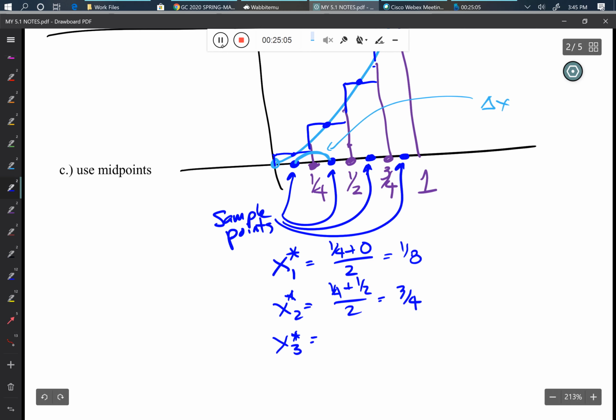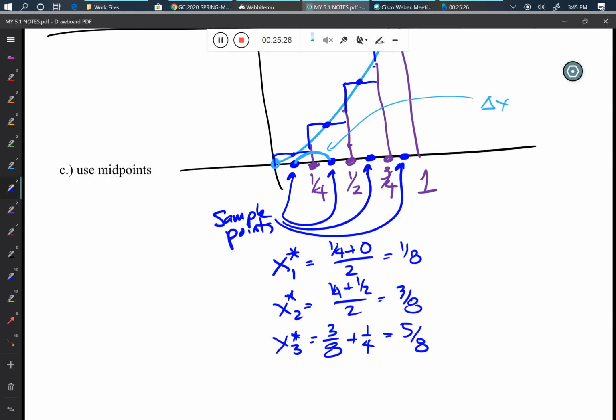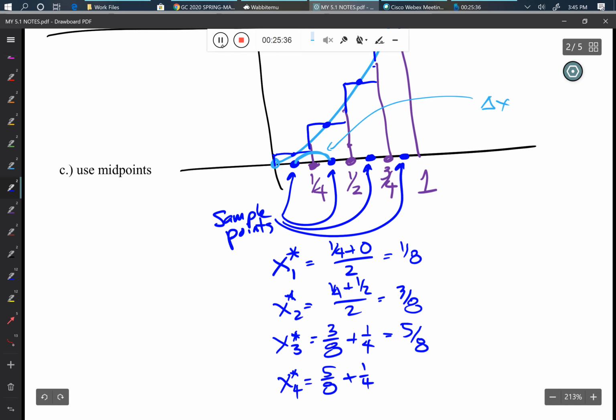Jeepers creepers, man. Did I write 3/4 right there? I know I said 3/8. I could take the last midpoint and add a width to it. So 3/8 plus 1/4, that's what, 5/8. And we would get that x star sub 3 is 5/8. And then what will be x star sub 4? Our sample point for the fourth one. Well, that's going to be the previous 5/8 plus a width, or 7/8.